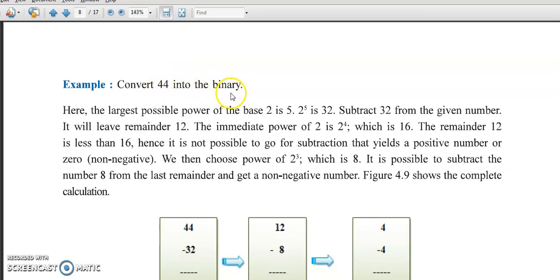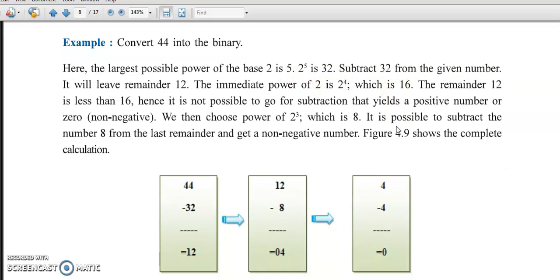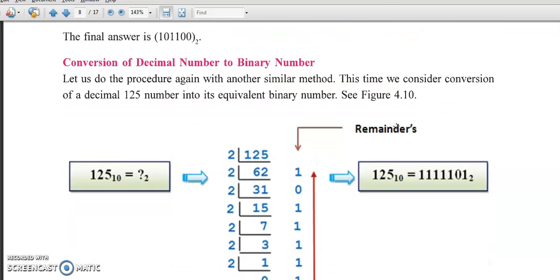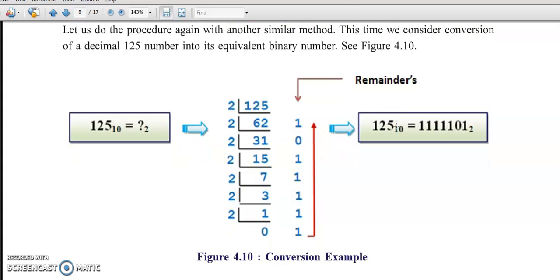Convert 44 into binary. Here the largest possible power value is 2 raised to 5, which is 32. Subtract 32. It's something different. See, this is a simple way to convert decimal to binary.